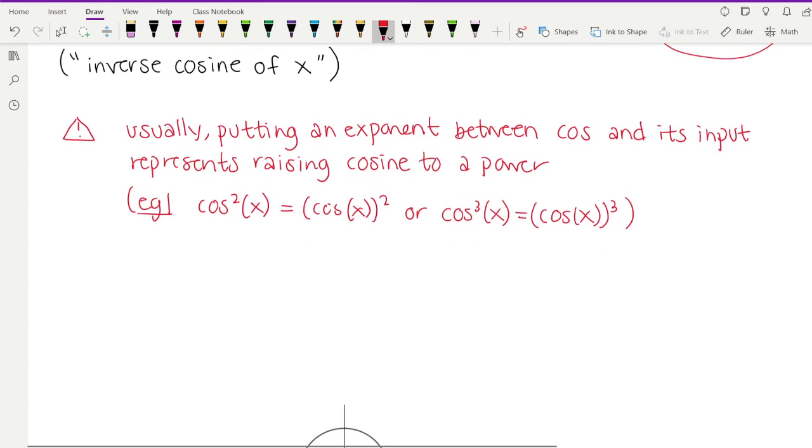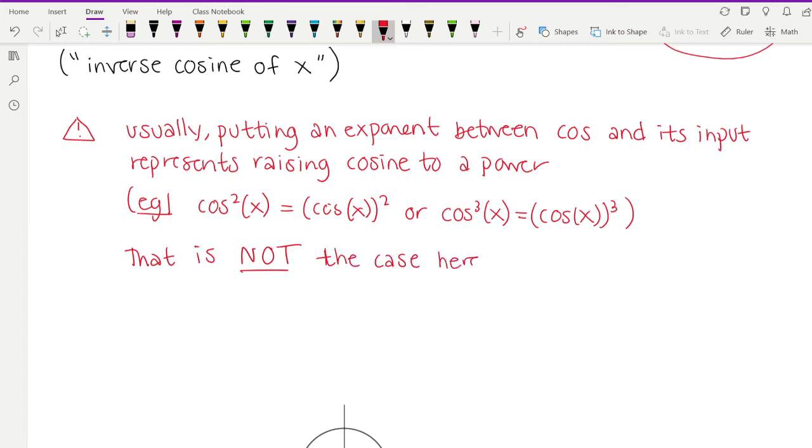However, that is not the case here. So that little -1 does not mean that we're raising cosine to the -1 power.